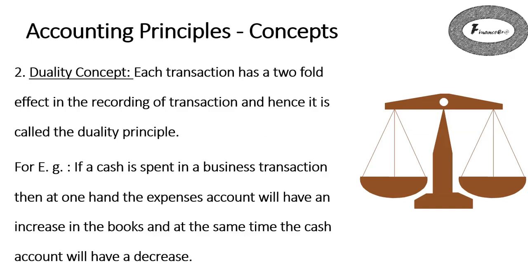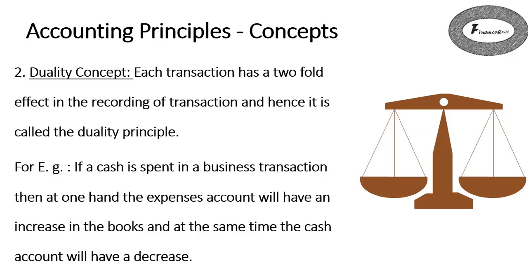For example, if cash is spent to buy a good worth rupees 50,000, then on one hand, what will happen? The expenses account will have an increase in the books, and at the same point of time, there will be a reduction in the cash account of the business.